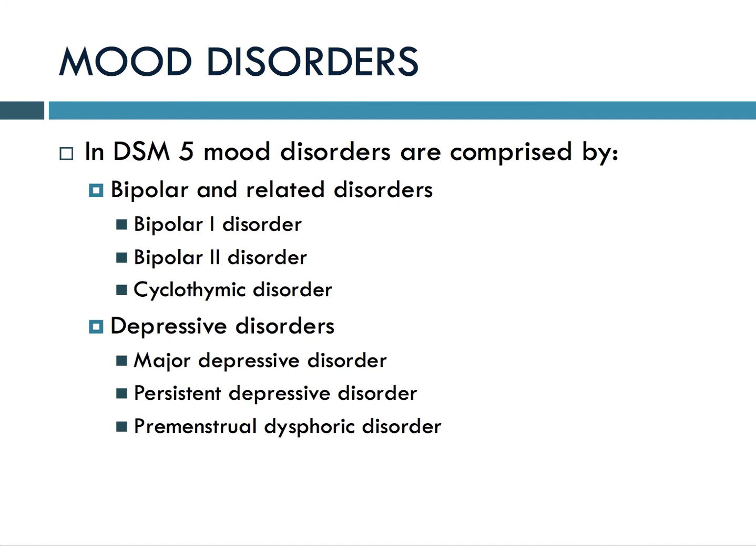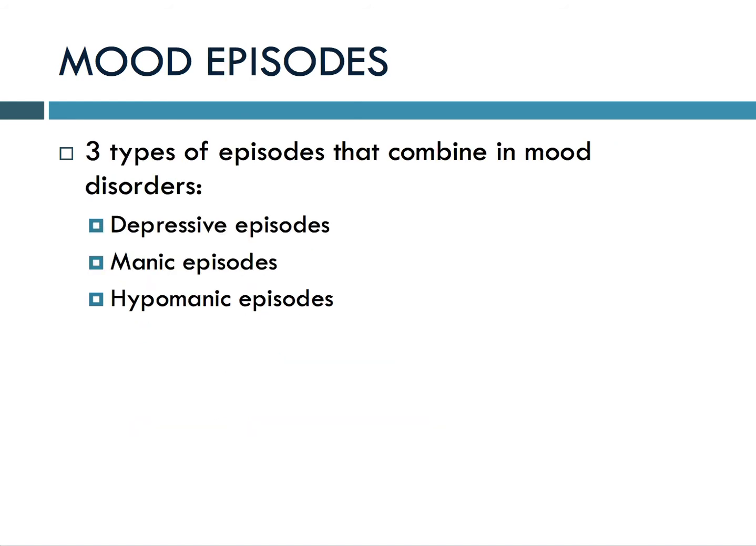For the sake of this class, the bipolar and related disorders you'll need to be familiar with are bipolar 1 disorder, bipolar 2 disorder, and cyclothymic disorder. And the depressive disorders you'll need to be familiar with are major depressive disorder, persistent depressive disorder, and premenstrual dysphoric disorder. Though it would probably be worthwhile to familiarize yourself with the other types of mood disorders in the DSM, they won't be included on any of the exams. But they are very interesting to read about. So let's get started by talking first about bipolar and bipolar-related disorders.